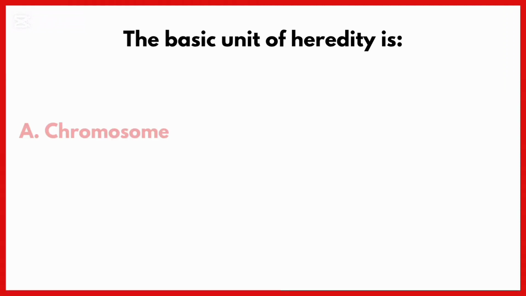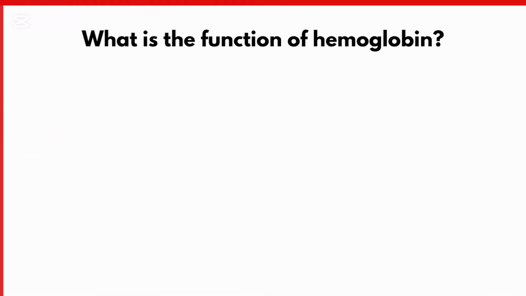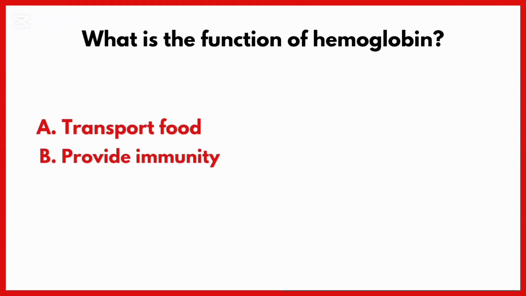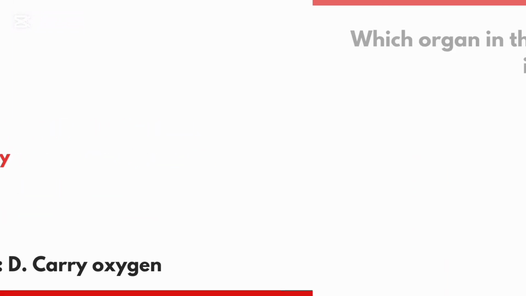The basic unit of heredity is. Correct answer is option C, gene. What is the function of hemoglobin? Correct answer is option D, carry oxygen.